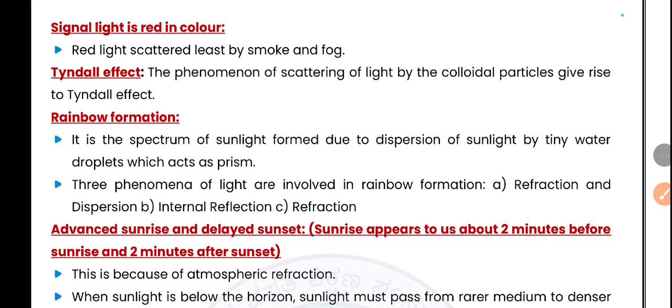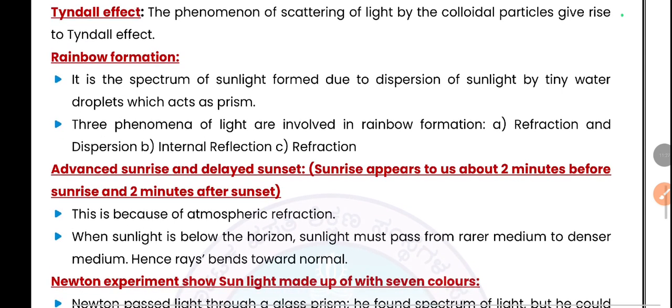Signal light is red in color. Red scatters least by smoke and fog. That's why signal light is red in color. Our ambulance and police sirens are all red in color. Why? Because red light scatters least. Tyndall effect, very important question. The phenomenon of scattering of light by colloidal particles gives rise to the Tyndall effect.